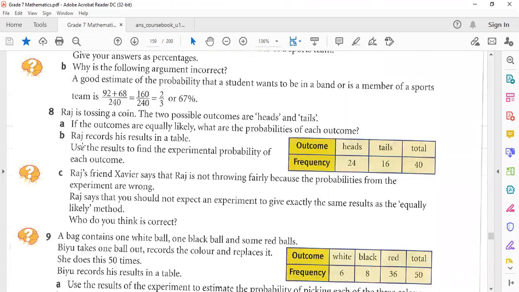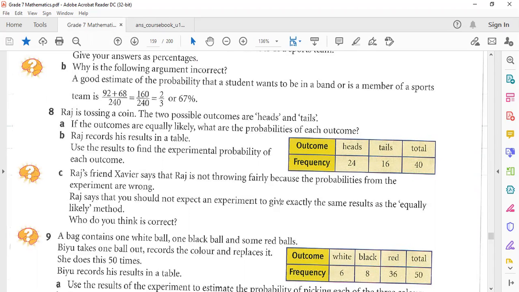Here Raj is tossing a coin. The two possible outcomes are heads and tails. If the outcomes are equally likely, what is the probability of each outcome? First of all, 24 divided by 40, that is your answer, and you will get 16 divided by 40. With the help of this, you will get equally likely outcomes.